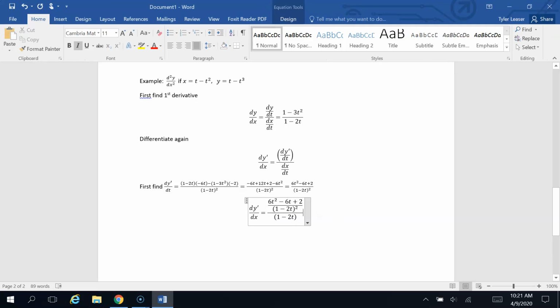Okay, and now you want to simplify this down a little bit. So we have some complex fractions going on. However you want to think about simplifying this, do it.